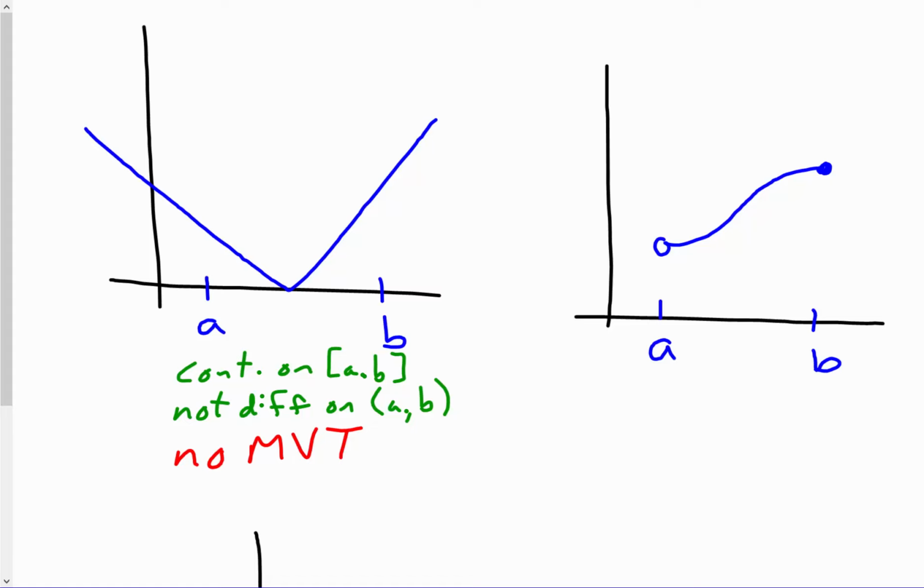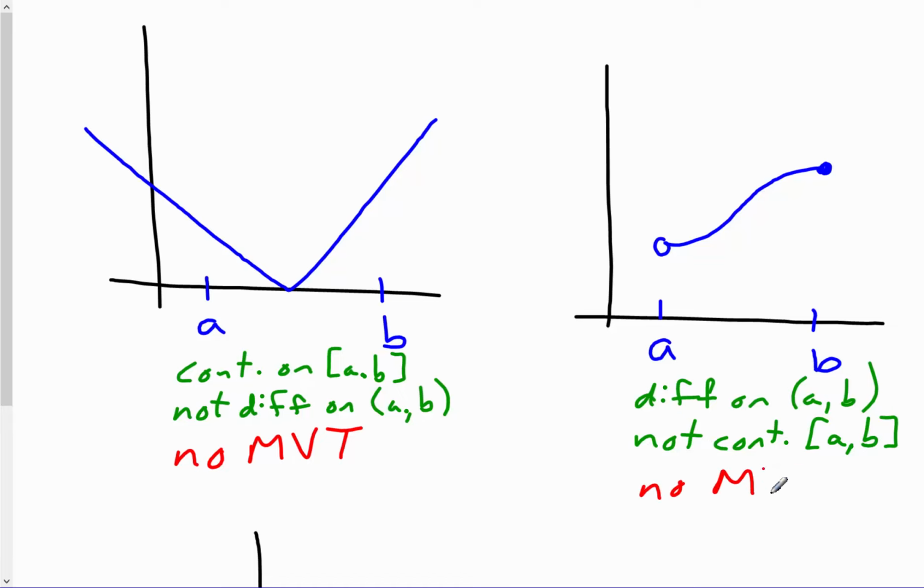If I look at the second graph here, well, the problem here is it is differentiable on my open interval, a to b, but it's not continuous on the closed because it doesn't include a. So again, no MVT.